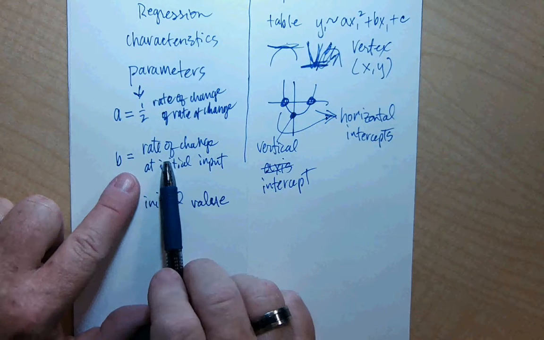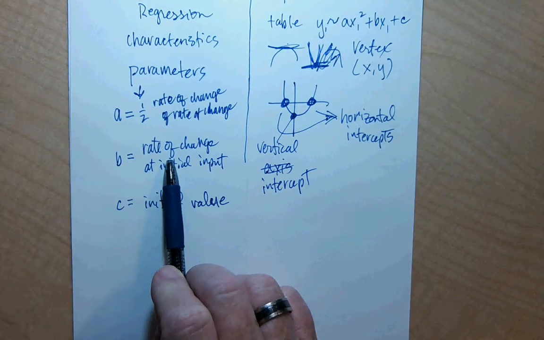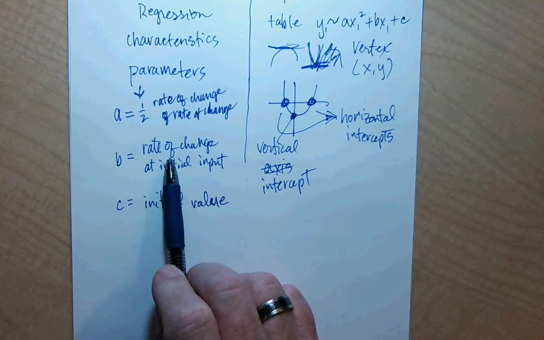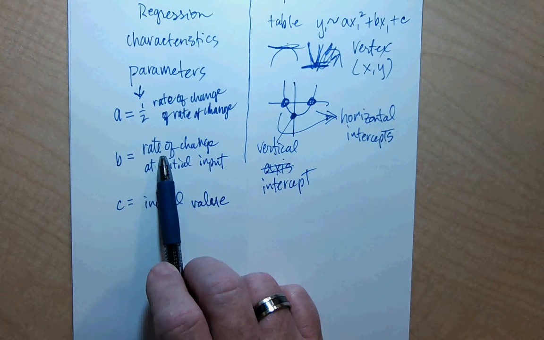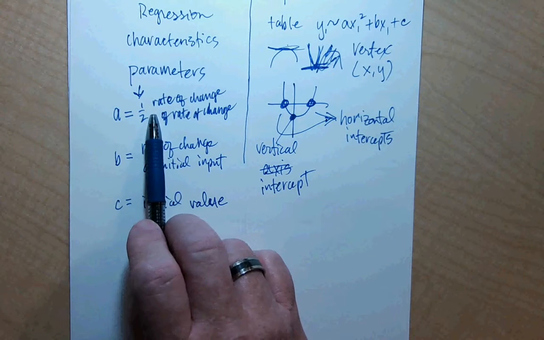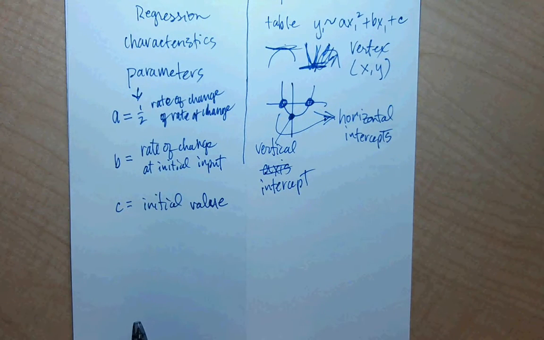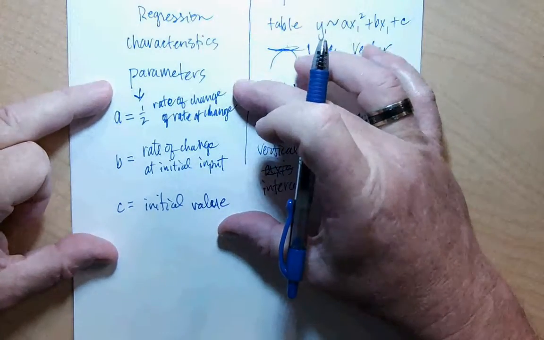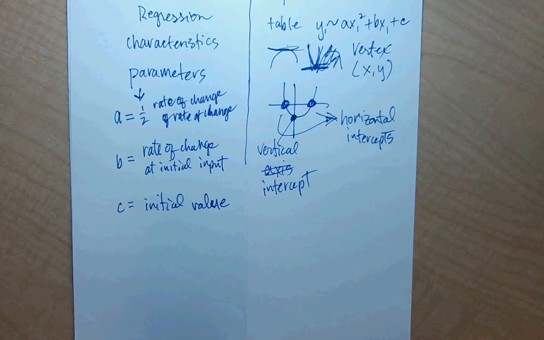So, if B is the rate of change at the initial time, after that initial input, it's usually time, after that, this is either going to get faster or slower, and how much faster or how much slower is given to us by the A value. Twice the A value tells us how much faster or how much slower the rate of change is changing. You can have these things. I've not put anything on here that you could not have on your reference paper.